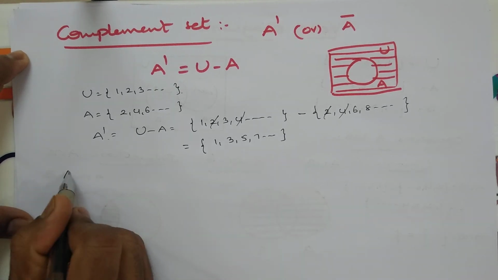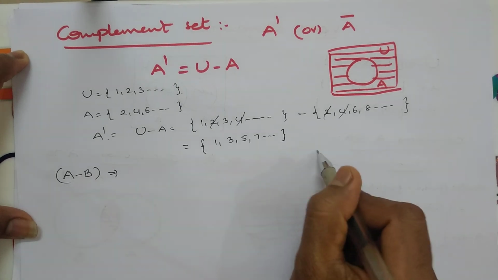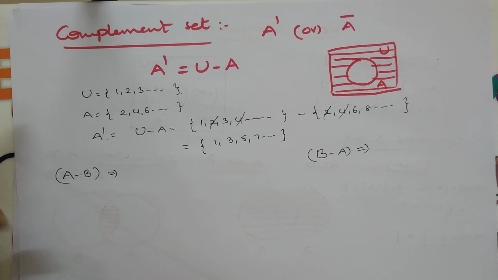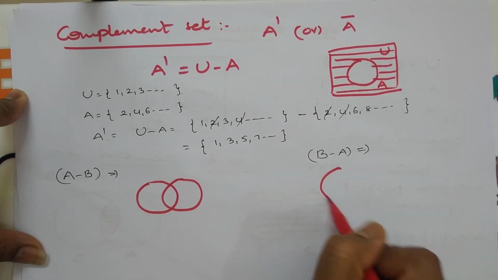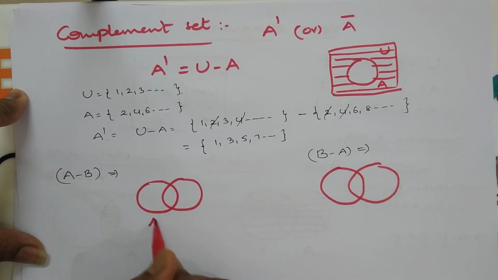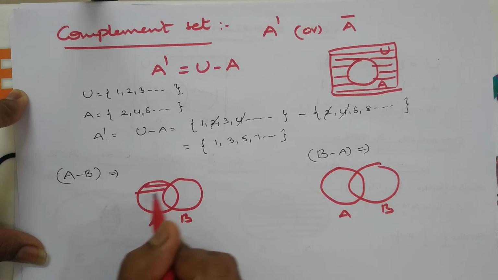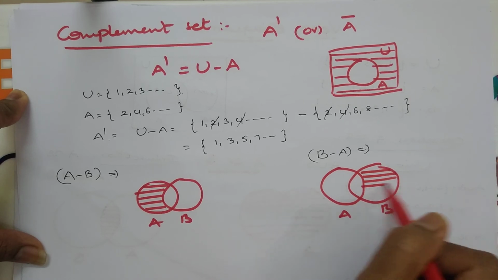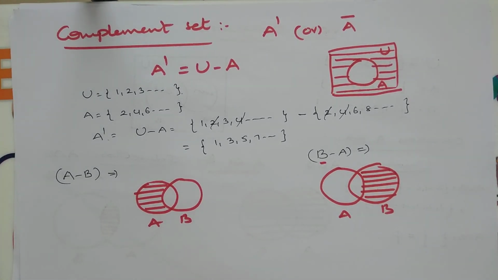Okay, suppose I am going for A minus B and B minus A, how will you draw? See here, this is A, this is B. A minus B means the elements are present in A only but not in B. B minus A means the elements are present in B only, not in A. Okay, like this we can represent by using a Venn diagram.